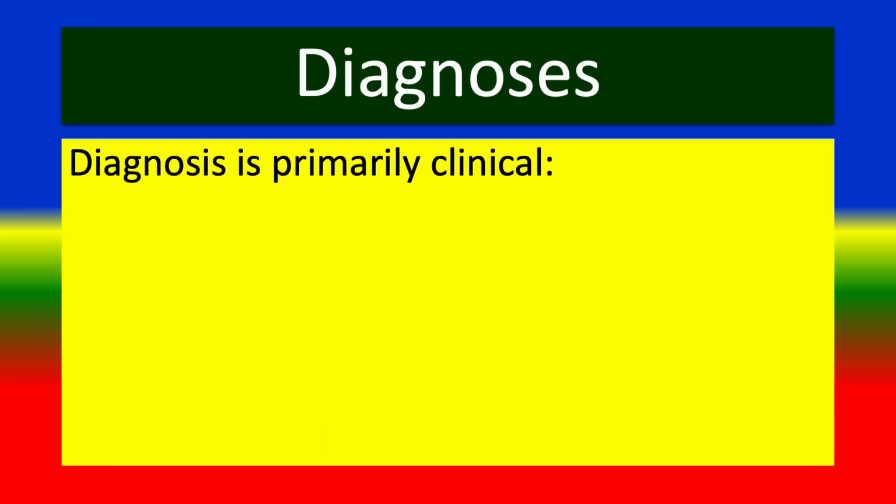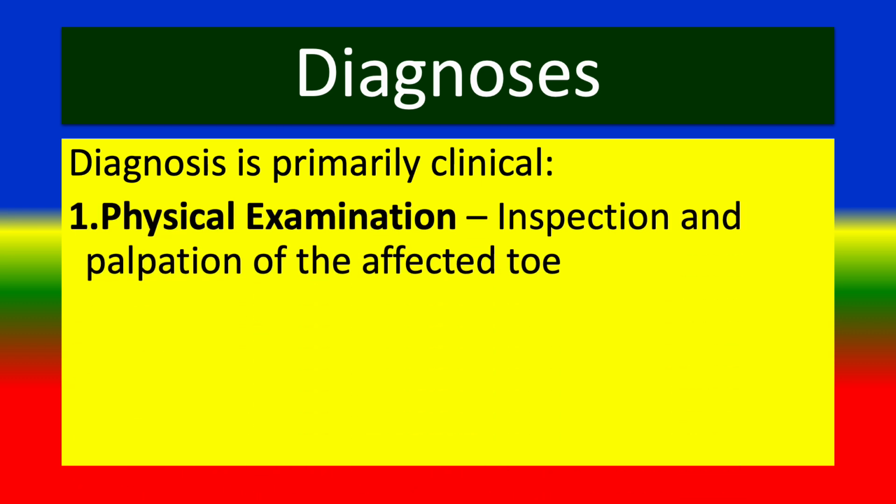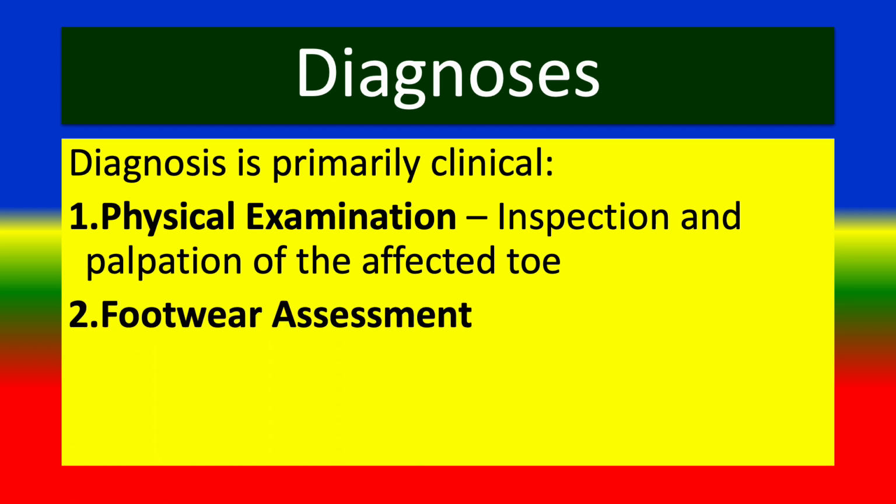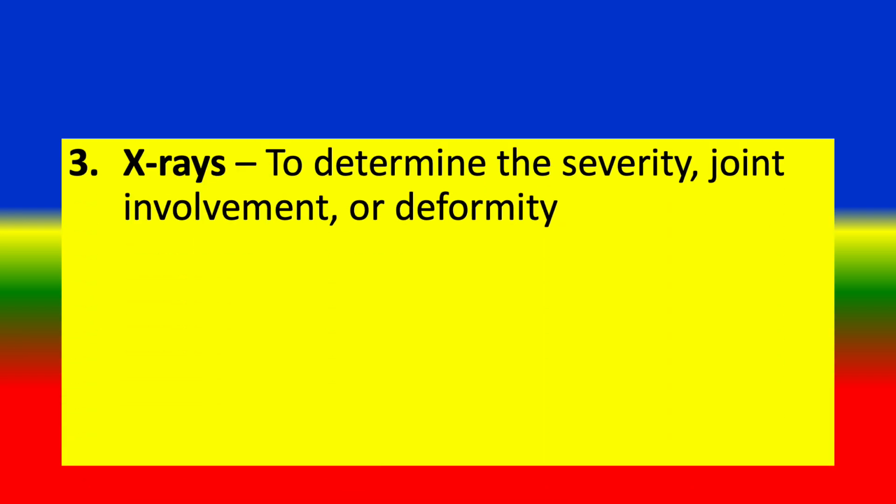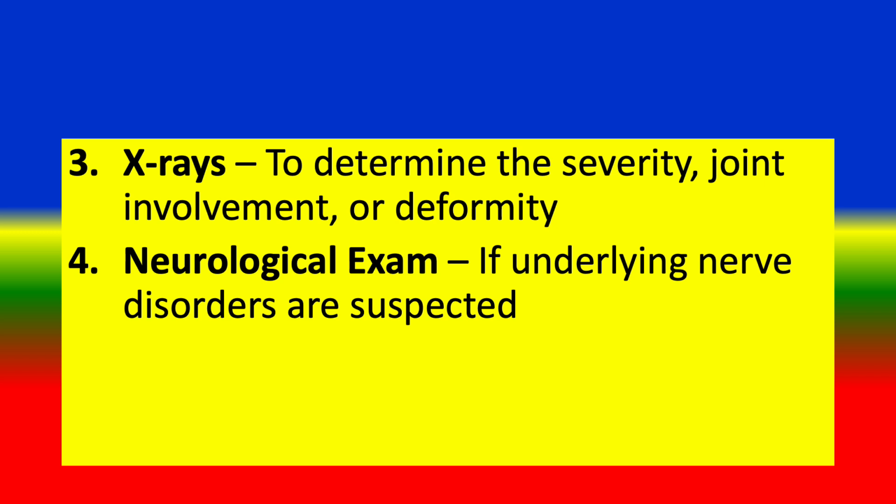Diagnosis. Diagnosis is primarily clinical. 1. Physical examination. Inspection and palpation of the affected toe. 2. Footwear assessment. 3. X-ray to determine the severity, joint involvement or deformity. 4. Neurological exam if underlying nerve disorders are suspected. 5. Gait analysis.